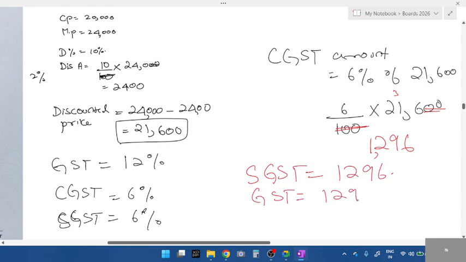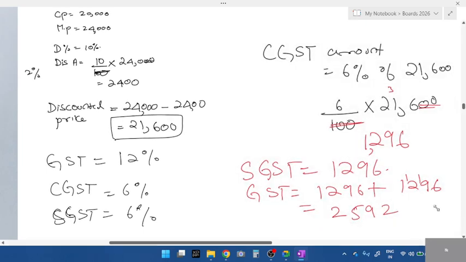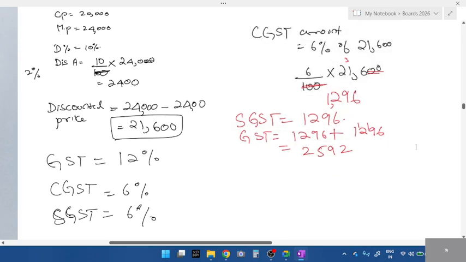GST will be 1,296 plus 1,296. So it would be 6 plus 6, 12; 9 plus 9, 18, plus 1, 19; 2,592. This is the calculation you need to show, students. You can't just directly show 2,592. They'll reduce marks. Now write the total bill. Total bill is equal to 21,600 plus 2,592. All of you will complete.